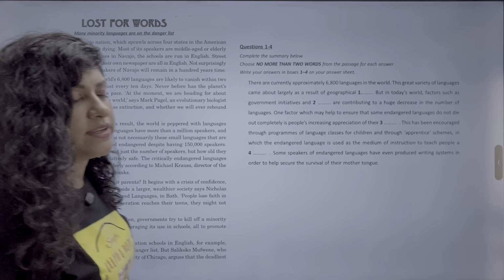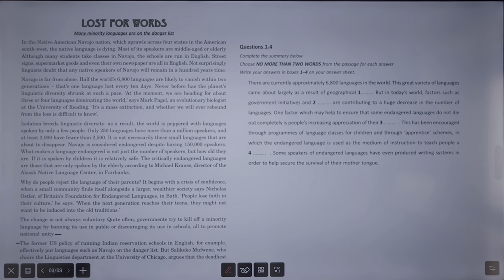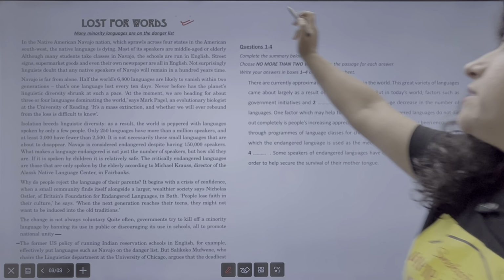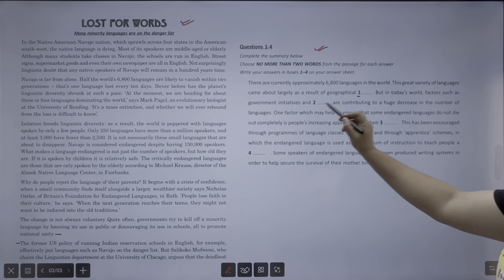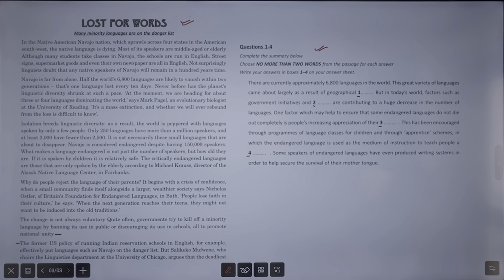Let me show you an example of how these summary based questions are going to look in your exam. As you can see, there is a text over here, and then there is a paragraph given, and within this paragraph, do you see this 1, 2, 3, 4? These are the question numbers, and you have to fill the blanks with 1, 2, 3, and 4. This is how it's going to look.